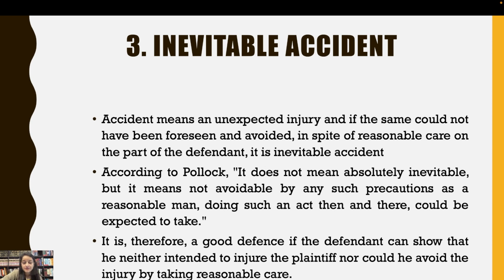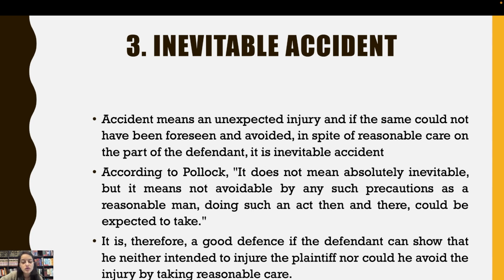According to Pollock, it does not mean absolutely inevitable. There's nothing absolutely inevitable, but it means not avoidable by such precautions as a reasonable man, by doing such an act then and there, could be expected to take. So you could have avoided it had it been something which you had time for. But in the current scenario, even despite the precautions you could have taken, you could not have avoided it.